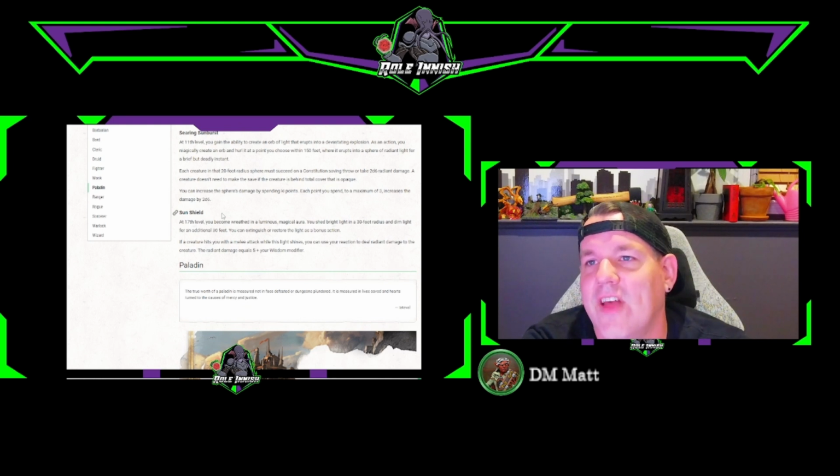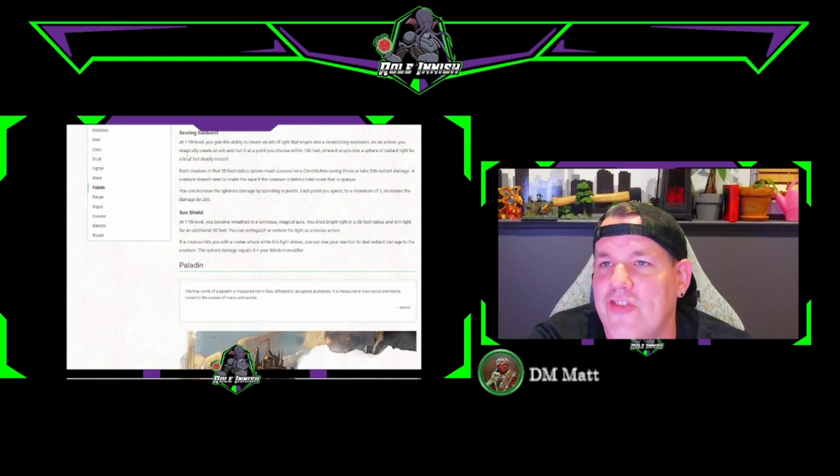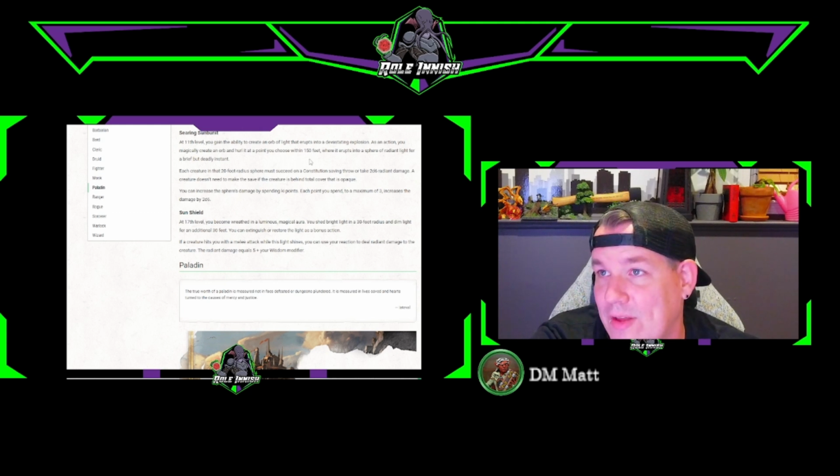Next, we have Searing Sunburst. At 11th level, as an action, you create an orb and hurl it at a point you can choose within 150 feet, where it erupts into a sphere of radiant light for a brief but deadly instant. Each creature in that 20-foot radius must succeed on a Constitution saving throw or take 2d6 radiant damage. A creature doesn't need to make the save if the creature is behind total cover that is opaque.